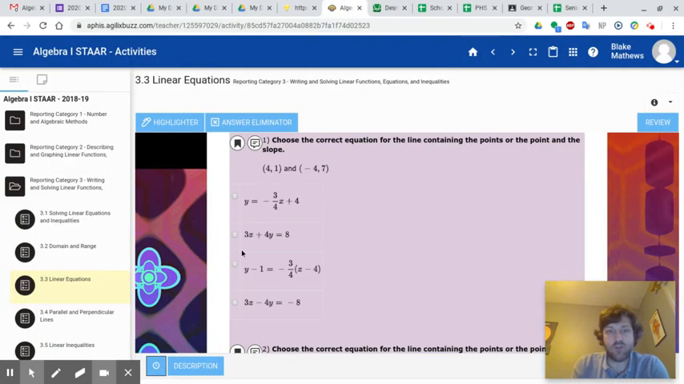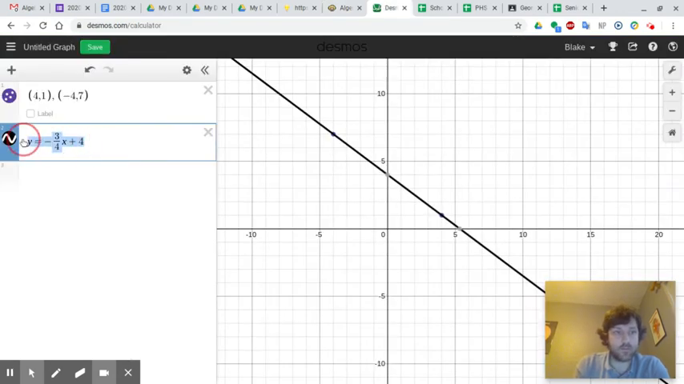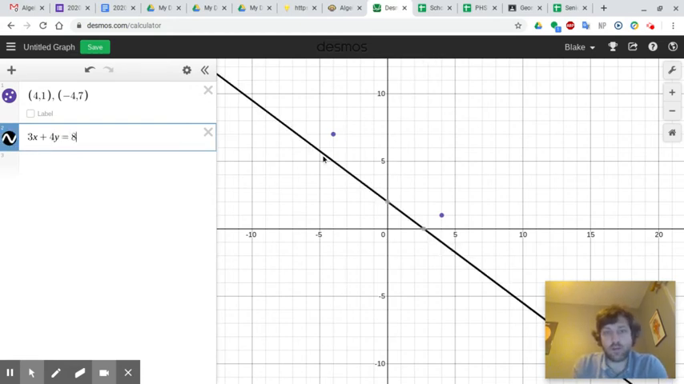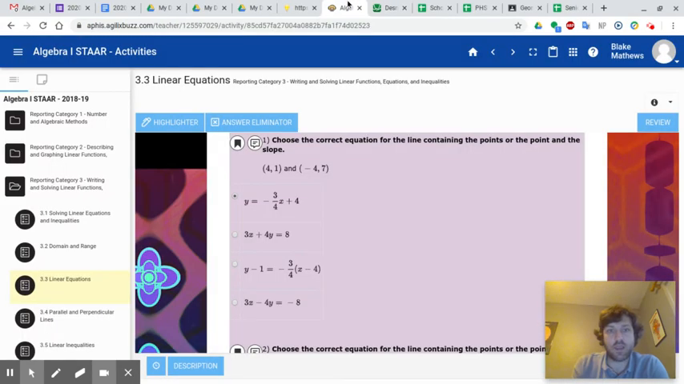Just for the sake of showing you what it looks like when it's not correct, I'll do one of the incorrect ones, but we do know that the first answer choice is correct. Let's do this next one: 3x plus 4y equals 8. And that's a great example. The slope is correct, but the line is not crossing through these points. So that would be no. But we already found the right answer, so we're looking at the first answer choice there.